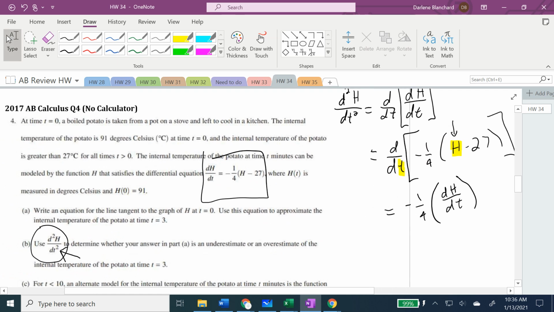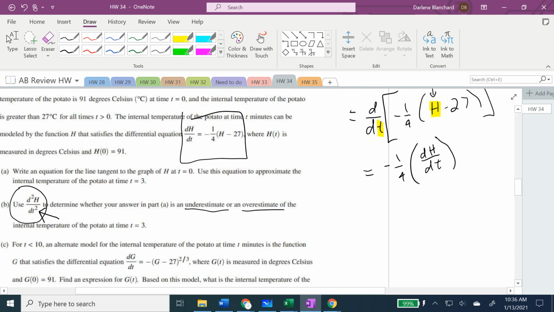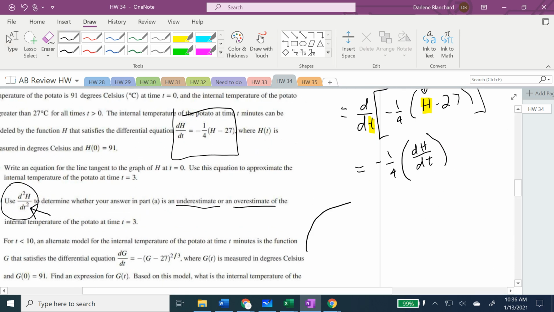Then let's go back. It said use that second derivative to determine whether your answer in part A is an underestimate or an overestimate of the internal temperature of the potato at time t equals 3. So now, what is it that's going to give you the answer of under versus overestimate? When it comes to a tangent line, it's about whether you are concave down or concave up.